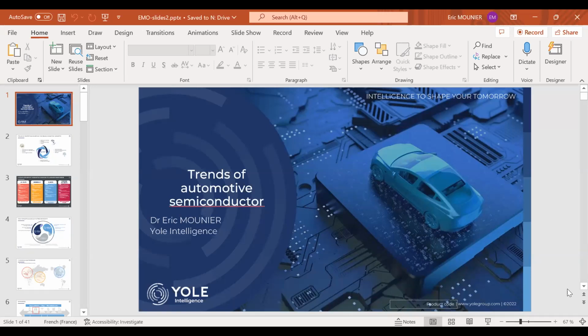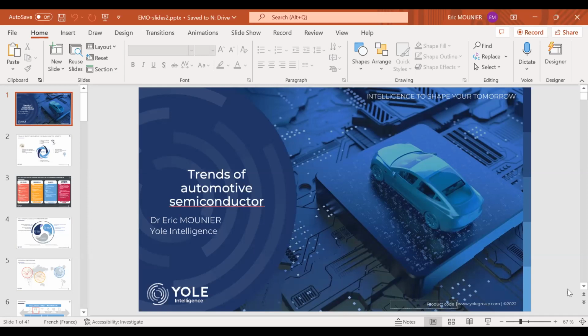I'm pleased today to talk about the automotive semiconductor trends because, as you probably know, there's a big change, both in the industrial supply chain for automotive, but also in the technology. And this is what we will discuss today.